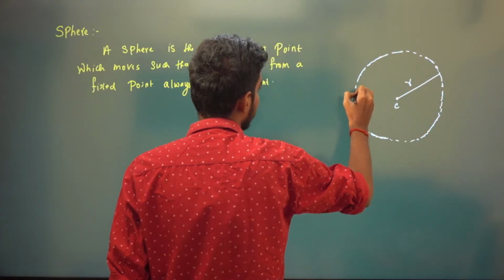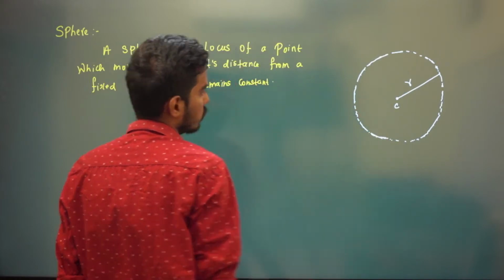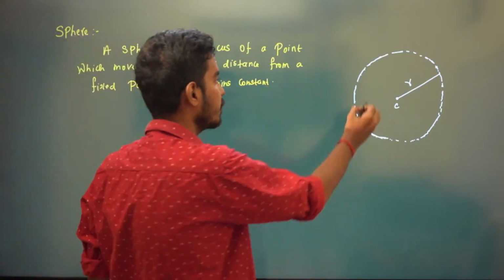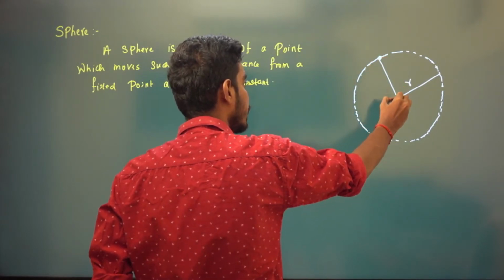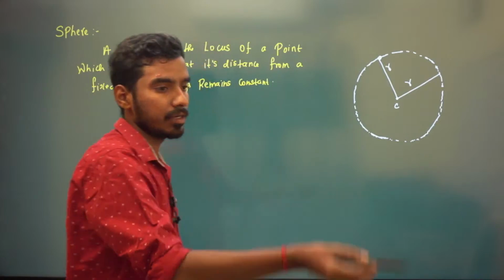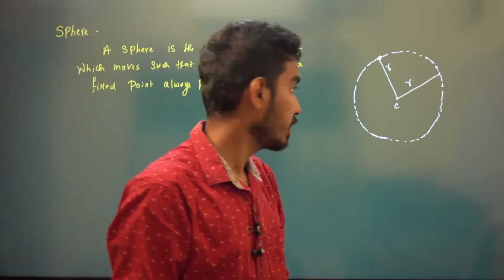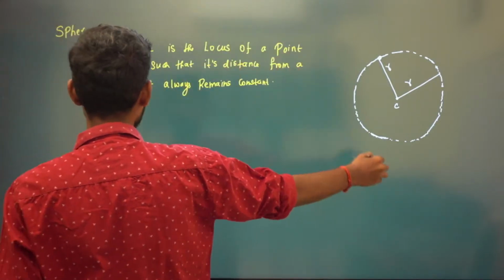This sphere, right? That means whatever point you take, the distance from this point to the center is the same as r. So you need to collect all those points, right? A sphere is a locus of a point which moves.